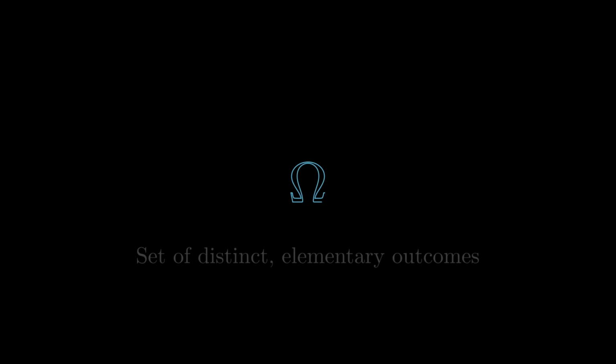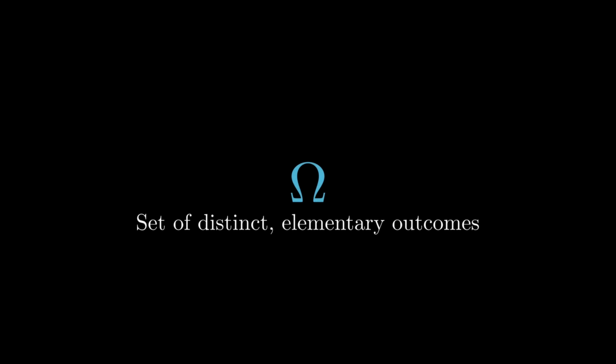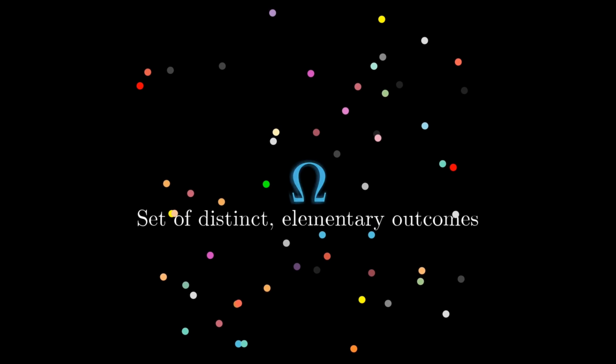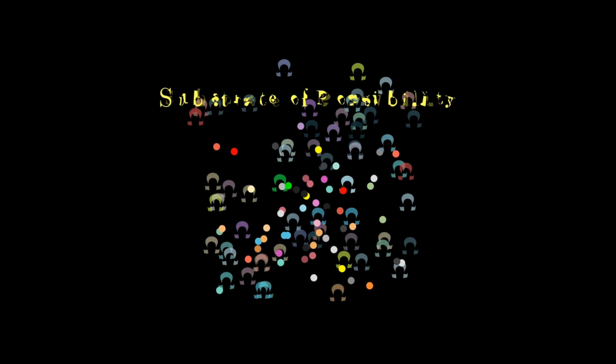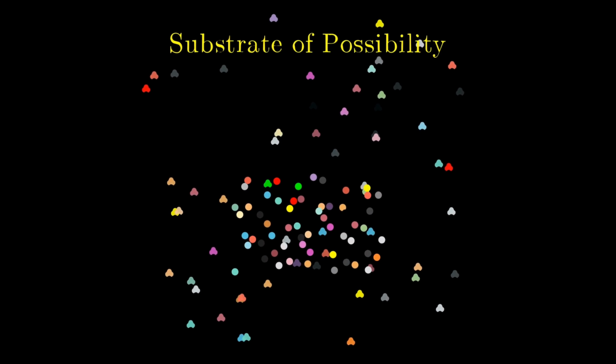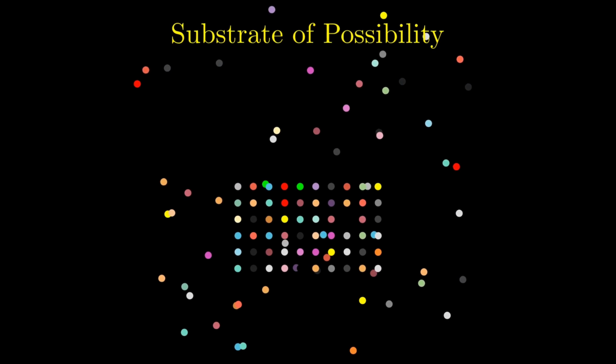The sample space, denoted by Ω, is the set of all distinct, elementary outcomes of a random experiment. It represents the substrate of possibility, the exhaustive list of every conceivable future state or resolution of reality under observation. In the triplet (Ω, F, P), Ω is the domain.